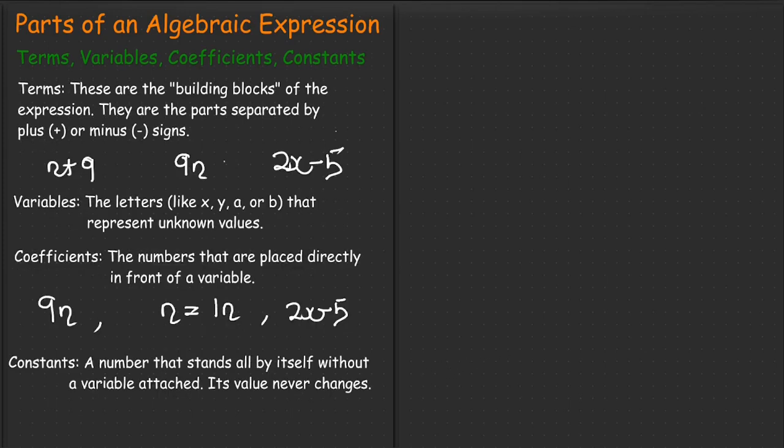In an algebraic expression, there are some numbers that stand all by themselves with no variable attached. That is what we call the constant. So for a constant, what we had over here, 2x minus 5, we have said the x is the variable, 2 is the coefficient, but then the 5 becomes our constant. It will never change. You see, it will never do what? Change. And that is the constant.